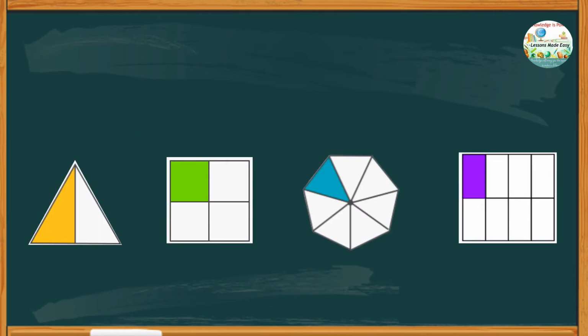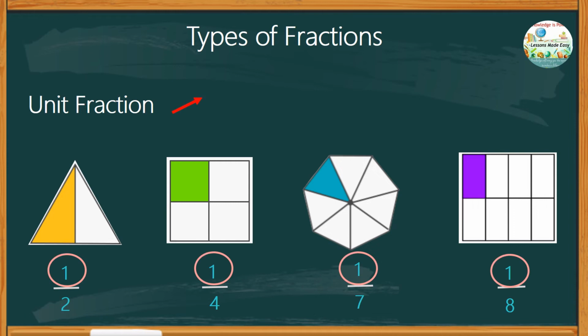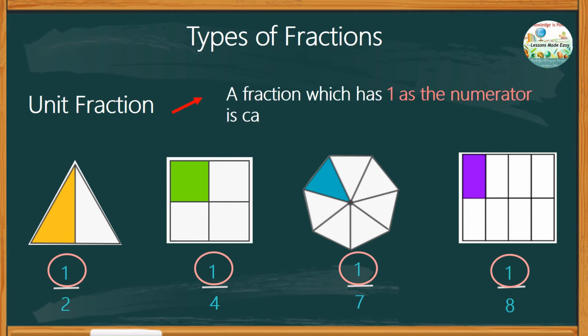Based on the numerators and denominators, fractions can be classified into different types. Have you heard about a unit fraction? Study these examples. What have you noticed? That's right. The given fractions have the same numerator, which is 1. A fraction which has 1 as the numerator is called a unit fraction.